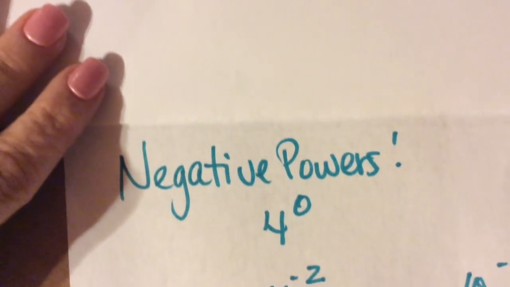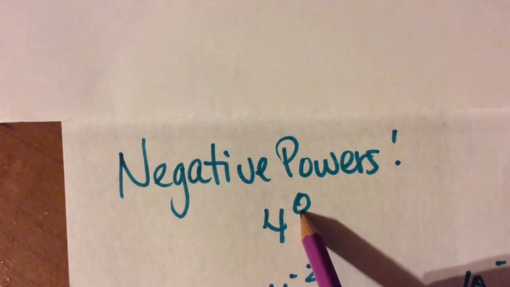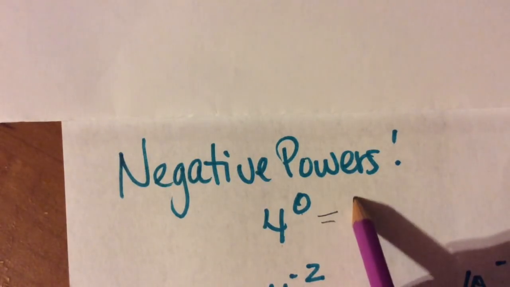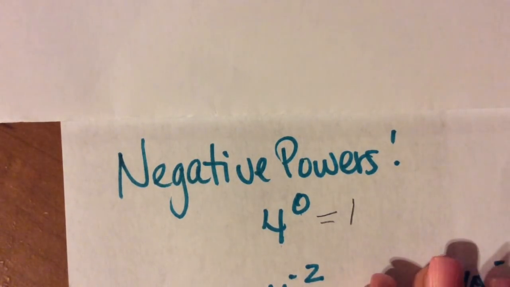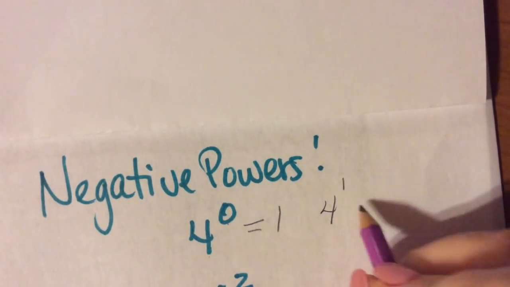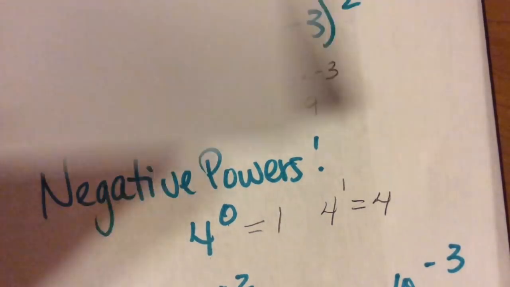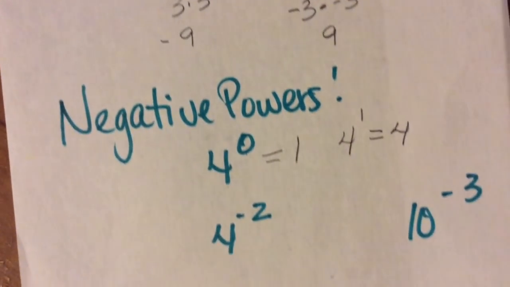But what about these negative powers? First off, anytime something is to the power of 0, it is 1. And in kind of the same way, when you have something to the power of 1, it becomes itself. Okay, but now let's look at when they're negative.